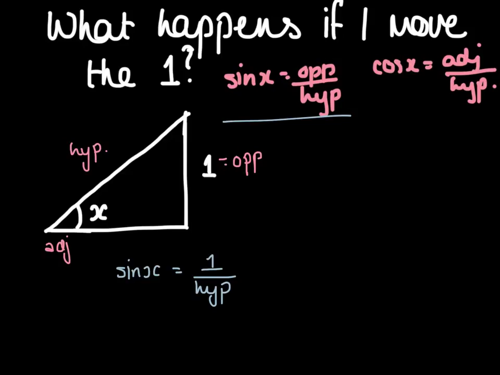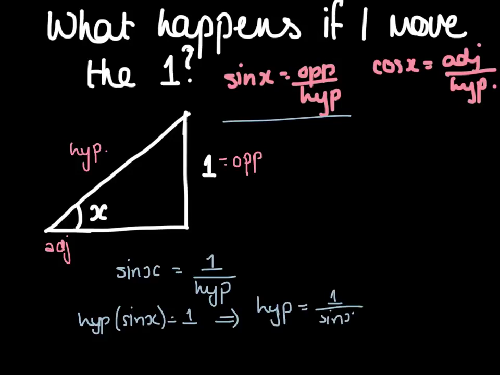Okay, so could I rearrange that to get an expression for the hypotenuse? I certainly could. Multiply both sides by the hypotenuse because it's just a value. Hypotenuse lots of sine x is 1. And that implies that the hypotenuse, just by dividing by sine x, is 1 over sine x, which we now know is cosec x. So our hypotenuse we can relabel as cosec x.